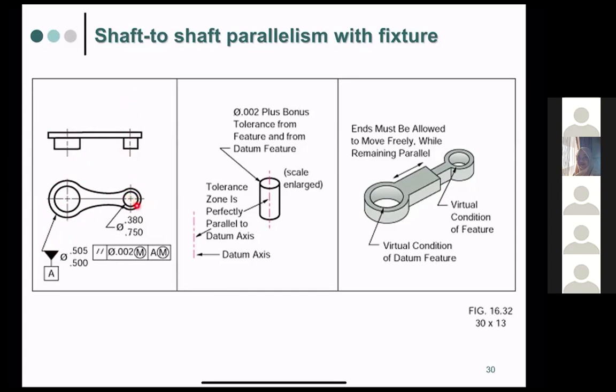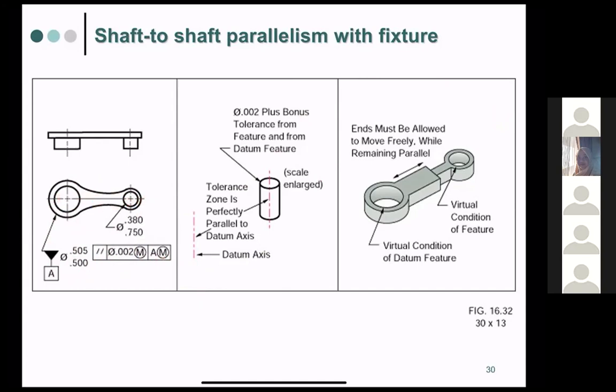So how do we write it? For this one, it is with datum A, so this is the circle, and then these are the parallel lines, okay, and then this is 0.02, and then maximum material condition, and then with datum A, maximum material condition. Okay, so this is an example of how we make sure that these two shafts are parallel.